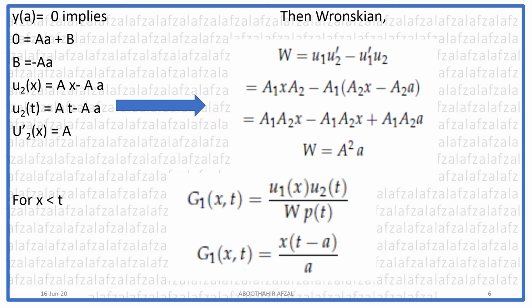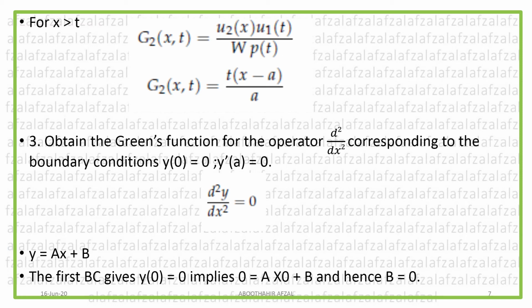So if we put the values of u1 and u2 dash, we will get a square a. So as we come to the expression for Green's function, g1 is c1 u1. So in this case it is u1 u2 by wpt, and g1 will become x into t minus a by a. Coming to the next slide, for x greater than t, g2 will be u2 u1 by wpt, that means t into x minus a by a, putting the values of u2 u1 and wpt.